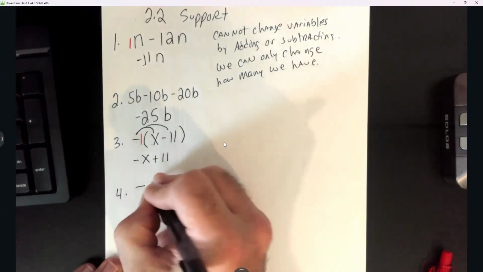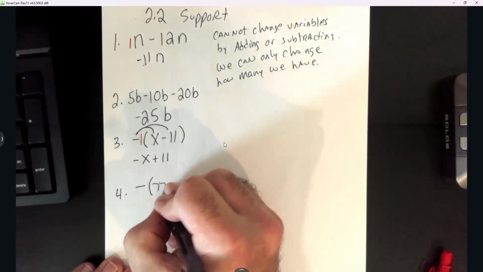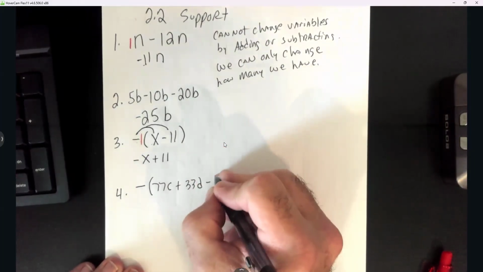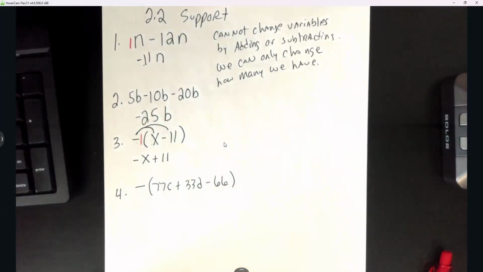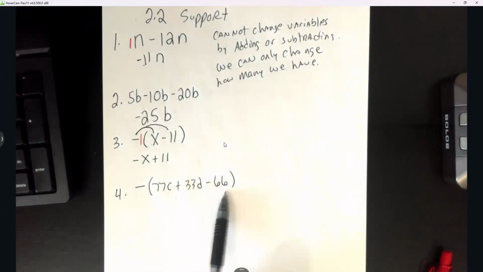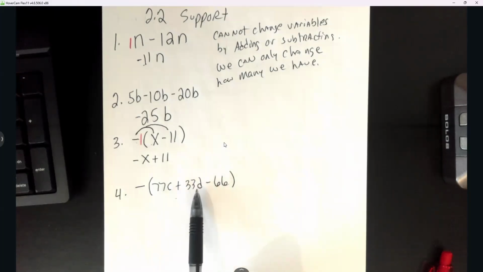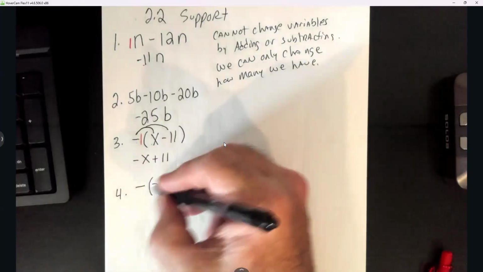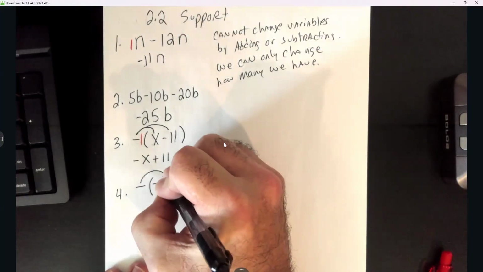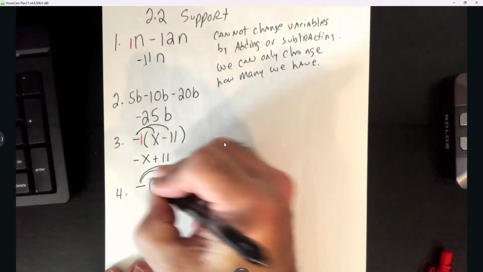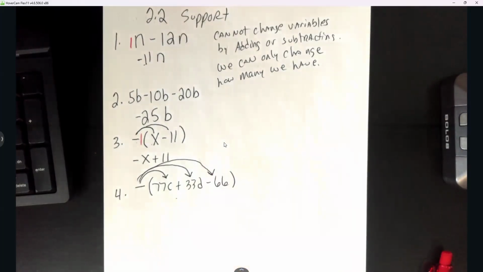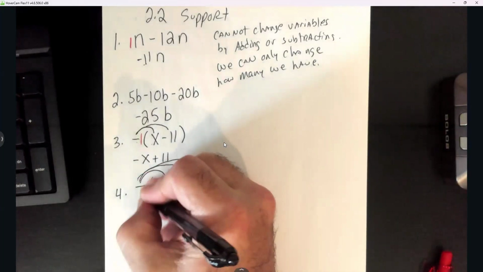All right, y'all watch this one. A negative and then 77c plus 33d minus 66. Well, y'all, you can't do anything inside the parentheses, because that's a c, that's a d, and that's a number. No like terms. So since you've got a negative here, to get rid of the parentheses, you've got to distribute that negative to all three of those. And remember, that's like a negative 1 still.